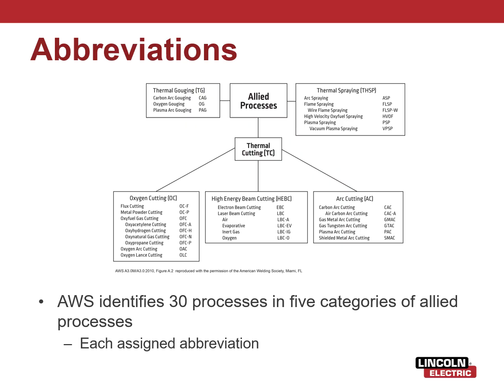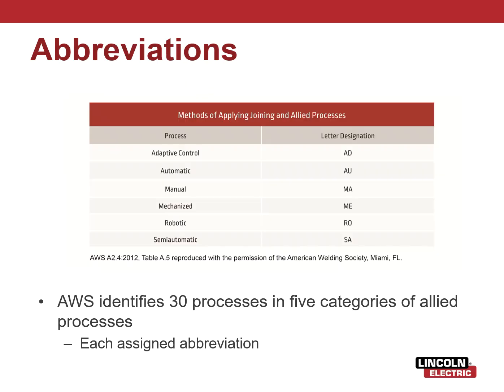And there's 30 of these. And then I think 90 total of all the welding and fusing acronyms and abbreviations as well. So there's just a ton. And then you also have different methods: adaptive control, automatic, manual, mechanized, robotic, and semi-automatic.